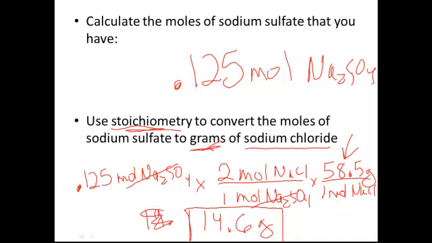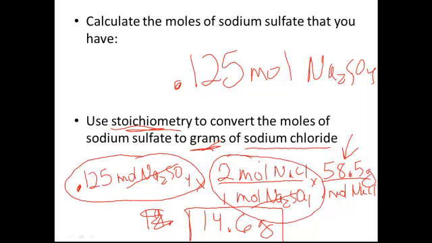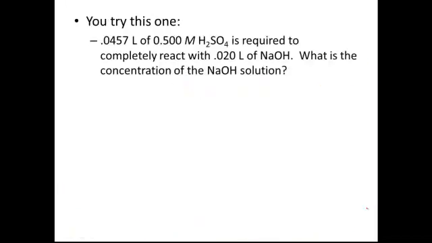So the first thing we have to do is use the concentration and the volume to convert to moles of whatever our solute is. We then use our stoichiometry step using the balanced equation, and then we can convert to grams based on the mass of our final product.